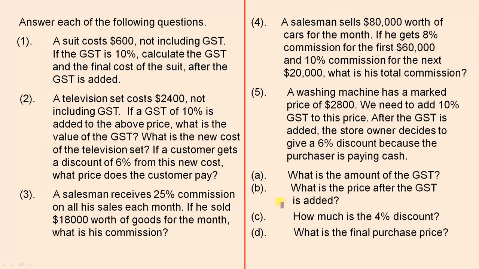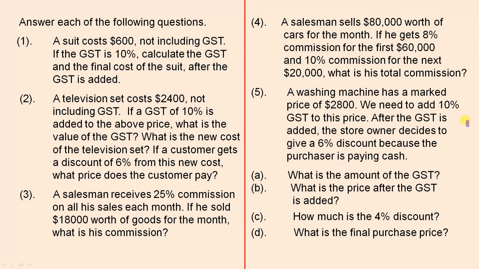Number 4. A salesman sells $80,000 worth of cars for the month. If he gets 8% commission for the first $60,000 and 10% commission for the next $20,000, what is his total commission? And the last one, which is a little bit more involved.